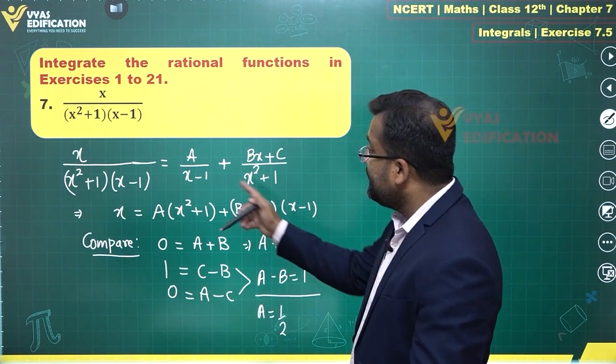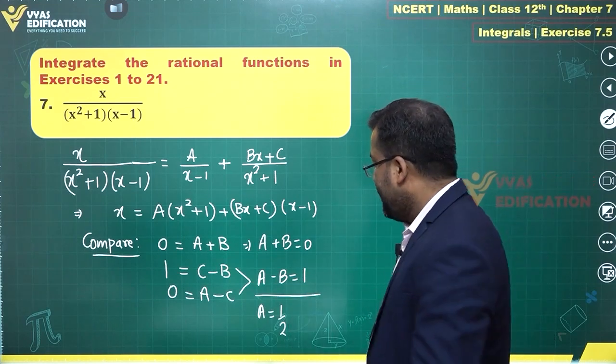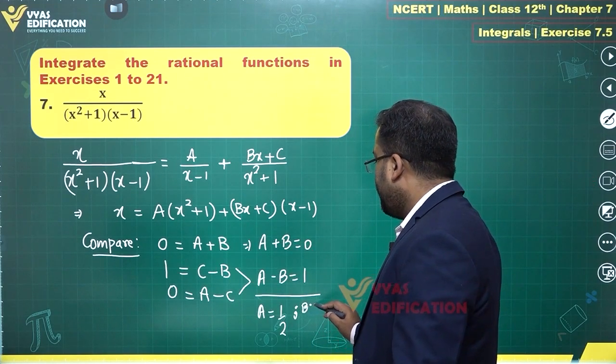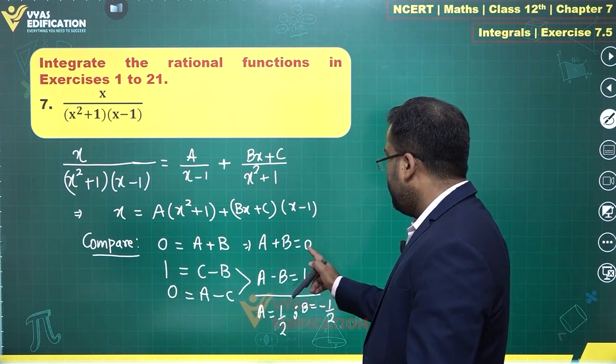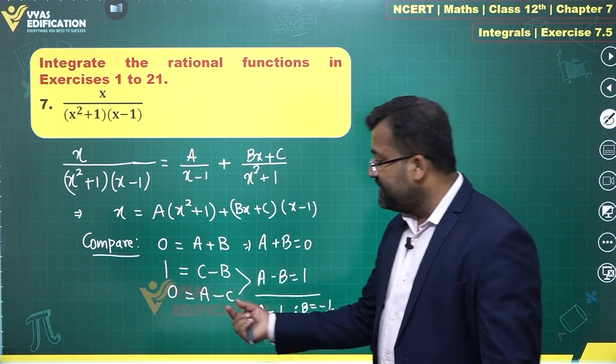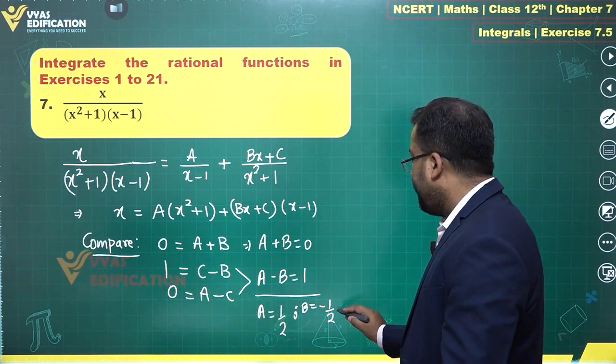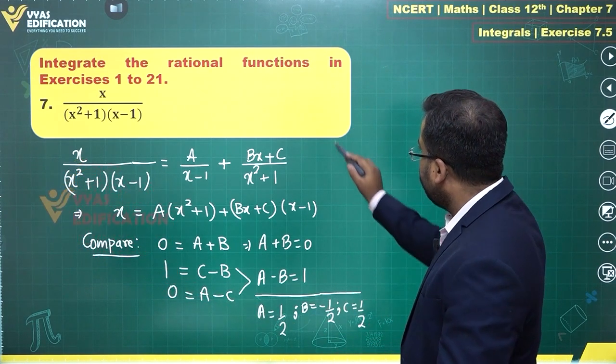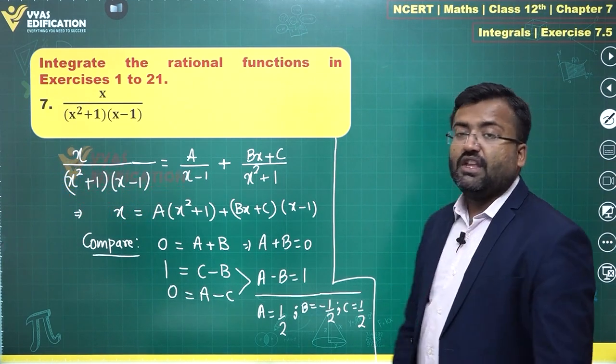But this is what we started with, right? Yes. So A is 1 by 2, that's clear. What is B? B, as you can see, will be minus A, which is minus 1 by 2, using this. What will be the value of C? C is equal to A, therefore C will be equal to 1 by 2. Those are the three values that you need. That's the first thing.